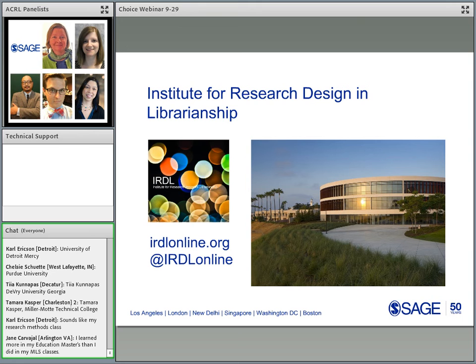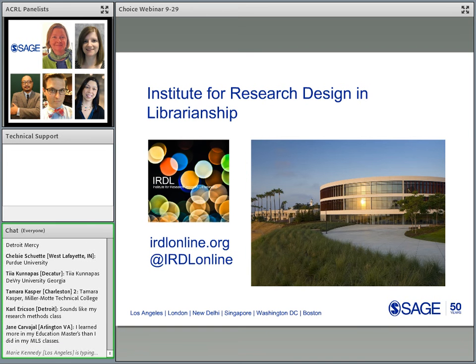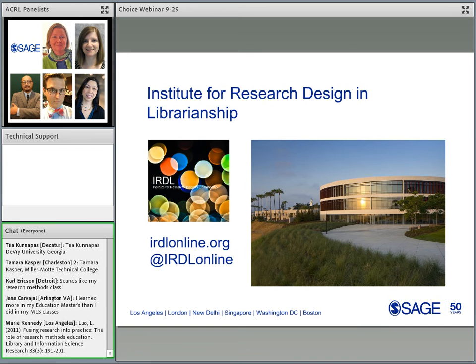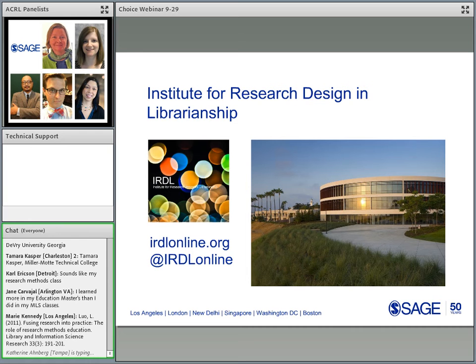So I'll tell you a little bit about how IRDL came to be. Here, let me see if I can paste that citation into the chat box so that we can get, yeah, there's the citation for Lily Luo's article that I just referenced. All right, so the design of IRDL.